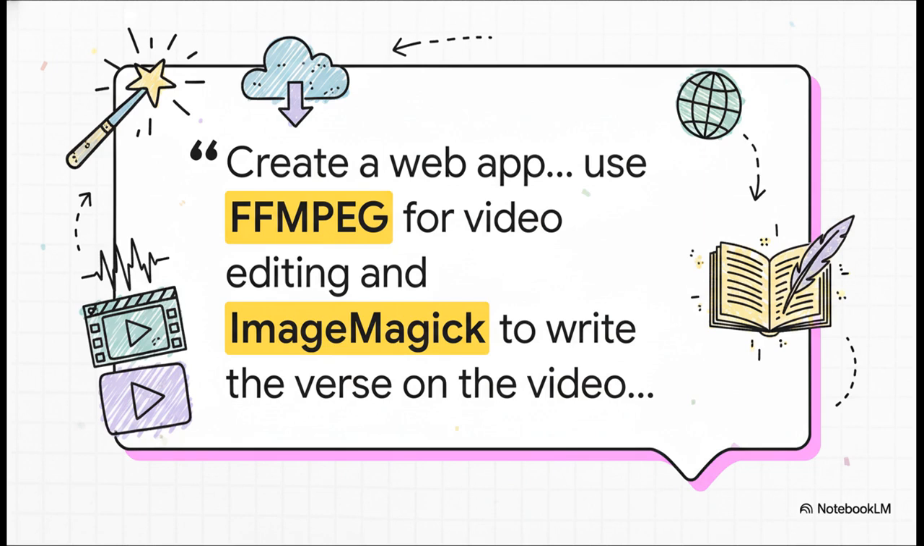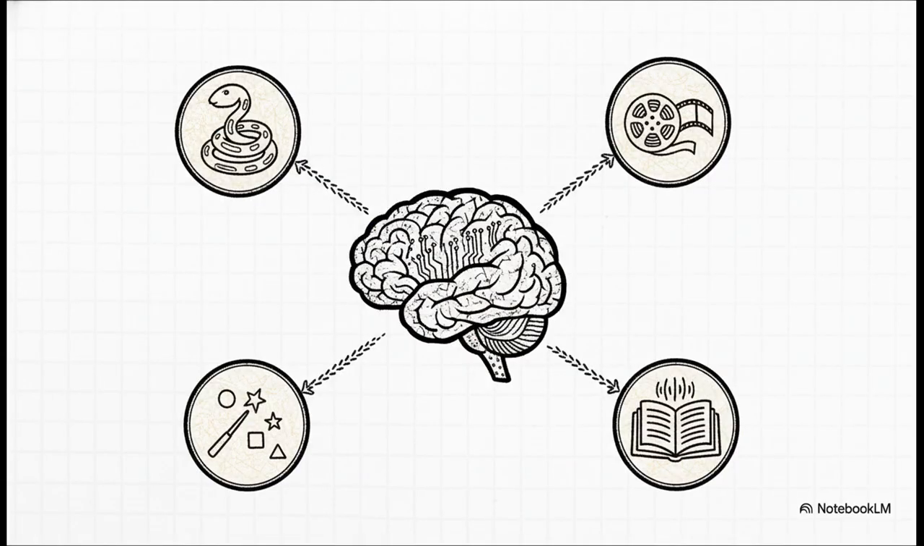Use FFmpeg for video editing. Use ImageMagick for the text. The creator just described what they wanted, and the AI knew exactly what tools to grab and how to put them together. And what the AI did with that simple prompt was pretty brilliant.